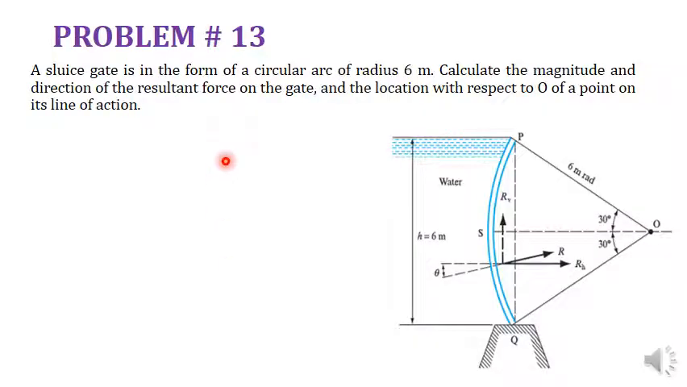Now the last problem of this part of the hydrostatic forces chapter is problem number 13, in which a sluice gate is in the form of a circular arc of radius 6 meter. You need to calculate the magnitude and direction of the resultant force on the gate and the location, with respect to point O, of its line of action.